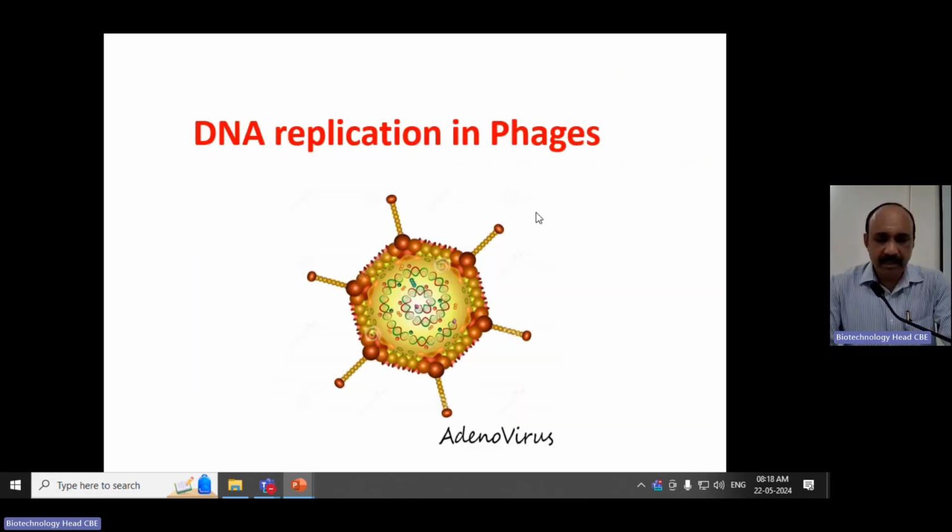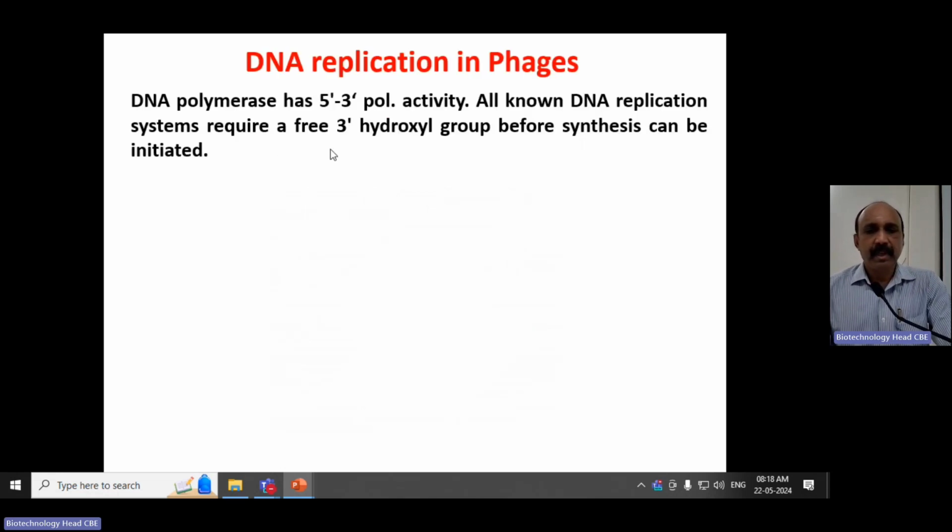So this is in bacteria, and the next one is in phages, or in the viruses. The example is the adenovirus. It is almost the same. It's also in the viruses or the phages. The DNA polymerase is the same, having the 5' to 3' polymerase activity, and all known DNA replication systems require a free 3' hydroxyl group before the synthesis can be initiated.